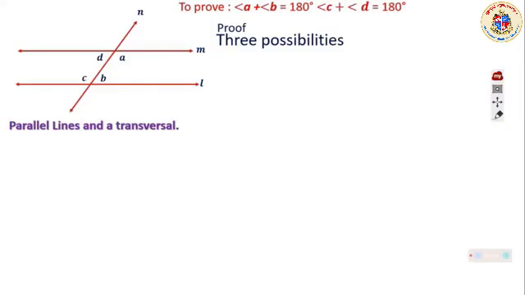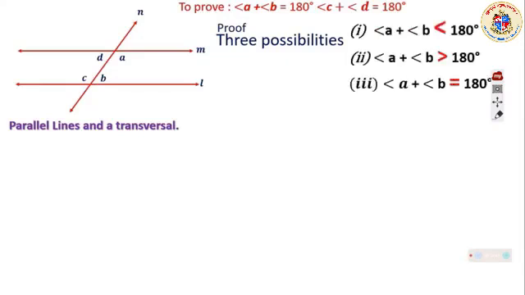We are asked to prove angle A plus angle B is equal to 180, or angle C plus angle D is equal to 180. But the possibilities are: angle A plus B is less than 180, angle A plus angle B is more than 180, or angle A plus angle B is equal to 180 degrees. We cannot directly prove it because there is no measurement given to substitute and formulate. So we need to do it in a different way.